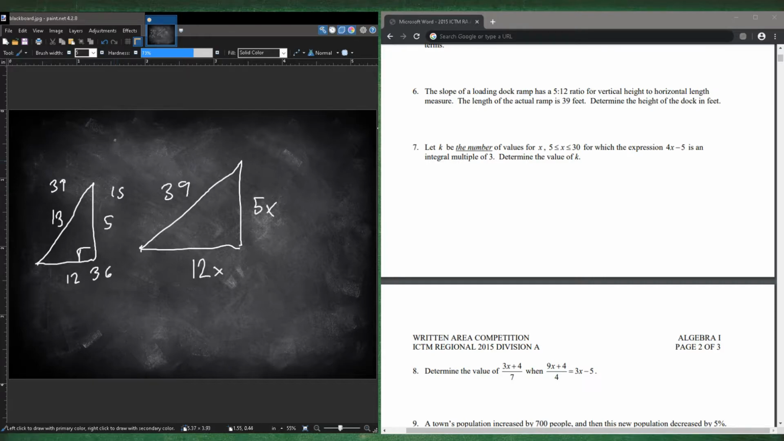So we know that our height, which we're trying to look for, is 15, right? This is right here that we're looking for. So it's just 5 times 3. Okay.